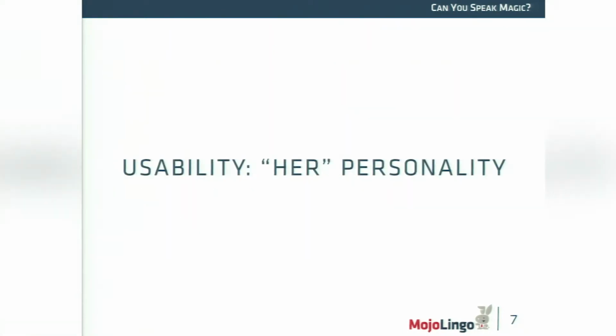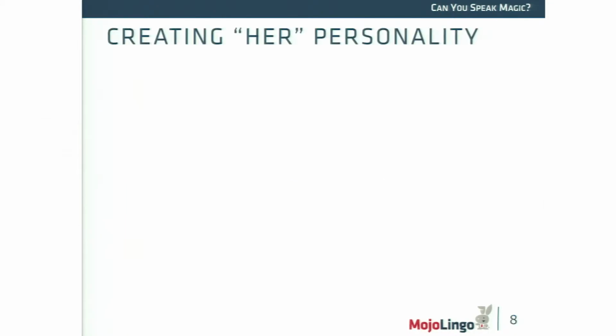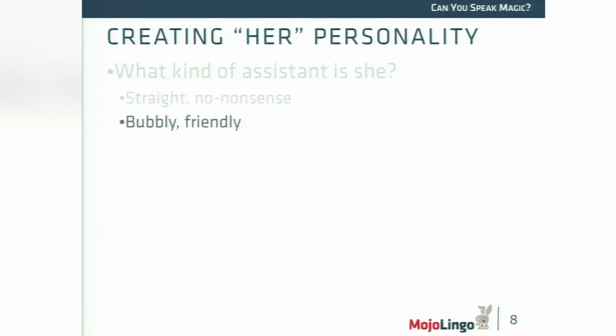So let's start by talking about her personality. If we're going to create a new personality to be our virtual assistant, we have a lot of options. What kind of assistant is she? How does she behave? Maybe she has a straight, sort of no-nonsense personality. Hi, Ben. I'm Allison. How can I help you? All right, but that's a little boring. Kind of sounds like an IVR for my bank, maybe.